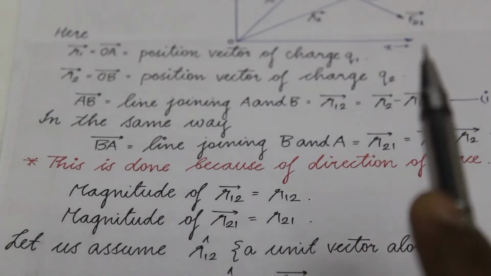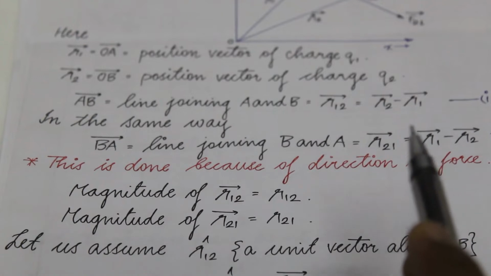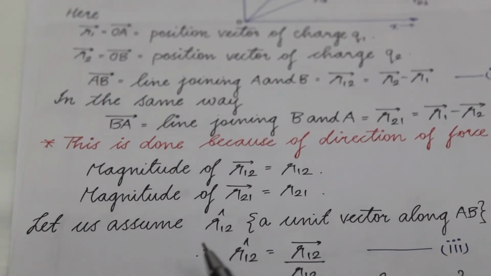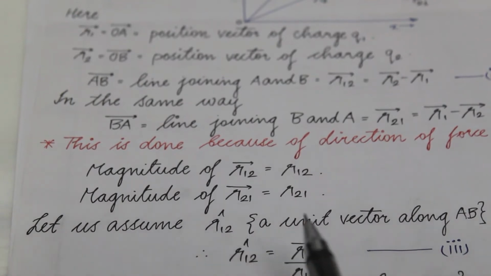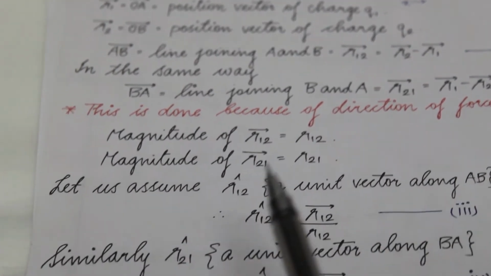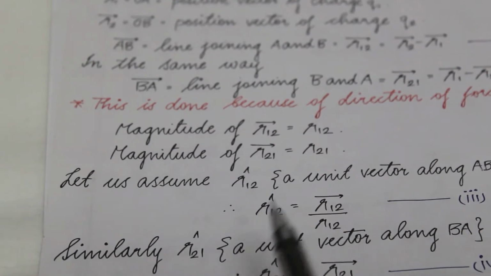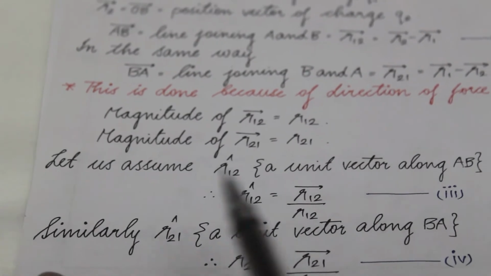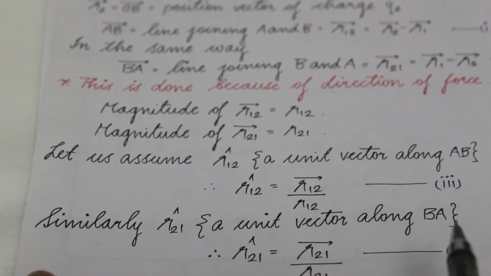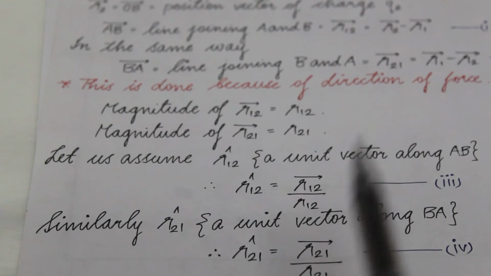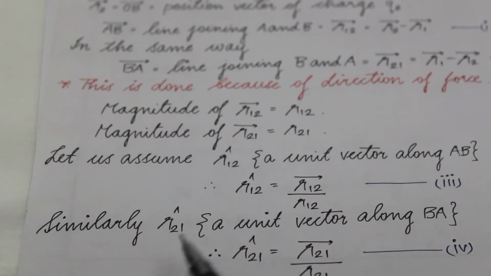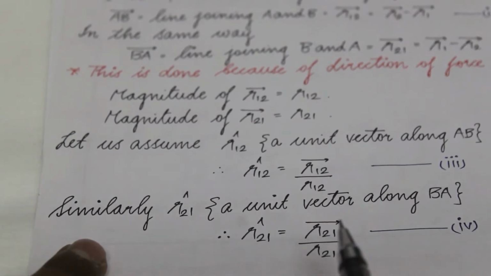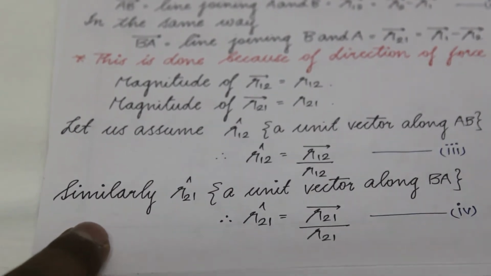Now, since we are deriving this formula to find out direction, we need a unit vector. Let us assume a unit vector R12 cap along AB. As we know, unit vector is equal to vector upon its magnitude. Similarly, a unit vector along BA to find out force F12 is R21 cap. So R21 cap is given by vector R21 upon its magnitude.